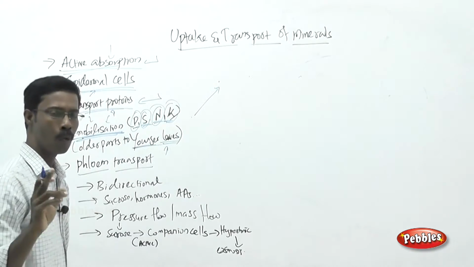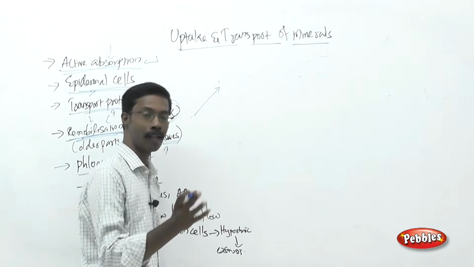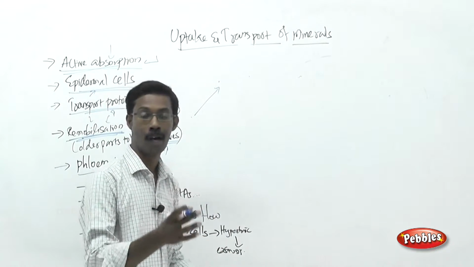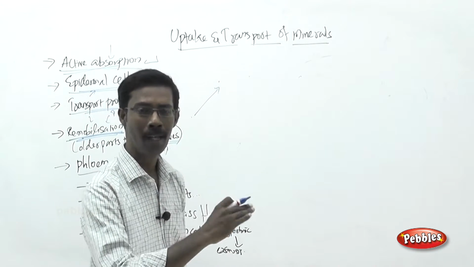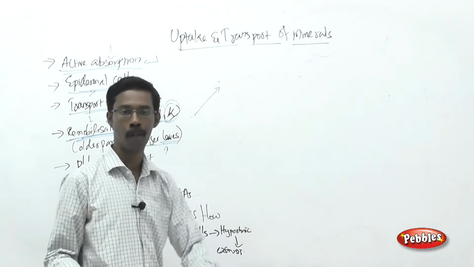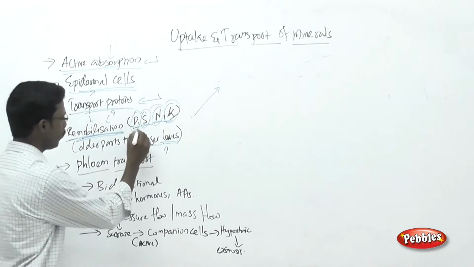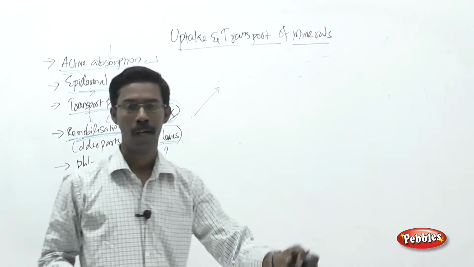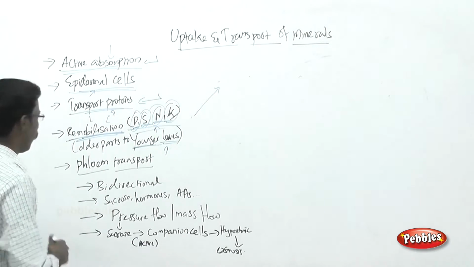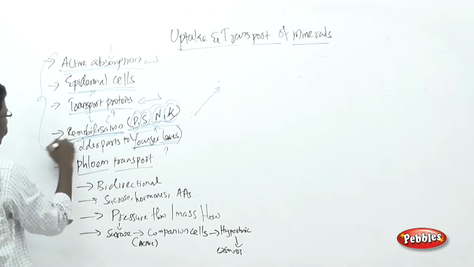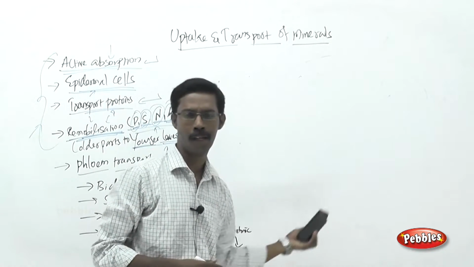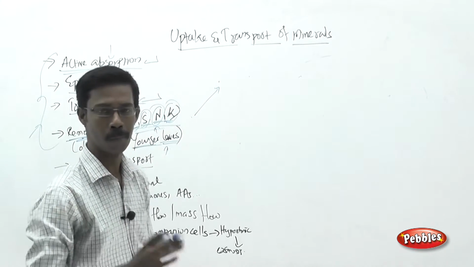And do remember one thing, some minerals cannot be remobilized. For example, calcium cannot be remobilized to younger parts, but these major elements, phosphorus, sulfur, nitrogen, potassium, can be remobilized to younger parts. These are the things you have to remember about the uptake of minerals, and we are going to see the entire mineral details in the next section of the unit.